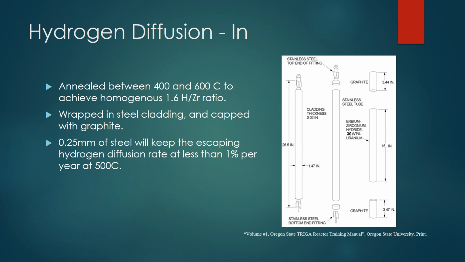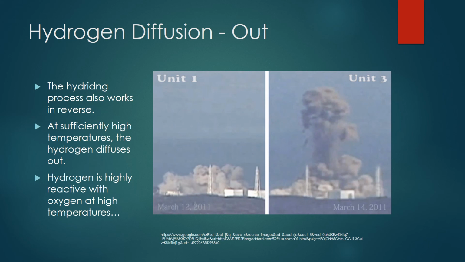A steel clad that is 1/4 of a millimeter thick will keep the escaping diffusion rate below 1% of the hydrogen content per year while the fuel is kept at 500 degrees Celsius. However, we know from the diffusion equations the rate of diffusion goes up exponentially with temperature. The hydrogen can diffuse out just as easily as it diffused in. The Fukushima Daiichi nuclear disaster occurred because the fuel could not be kept cool enough and the hydrogen diffused out of the fuel and then reacted with oxygen in the high temperature environment. This caused the explosion that is the reason for the radioactive release.